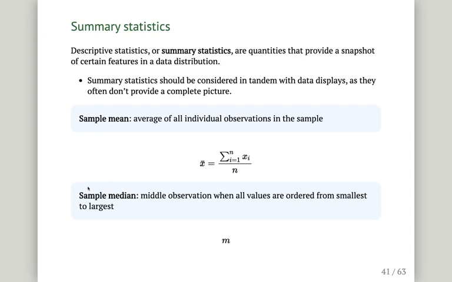So the next thing I want to talk about are numerical statistics or summary statistics. These just give us a snapshot of some features in the data. Two that we often look at are the sample mean and the sample median. So the sample mean is the average of all individual observations. We'll denote this as X bar, so the bar over it indicates that we're looking at an average of a variable X. The sample median is just the middle observation, so sort your data from smallest to largest, pick the one in the middle. I like to use M to denote the median.